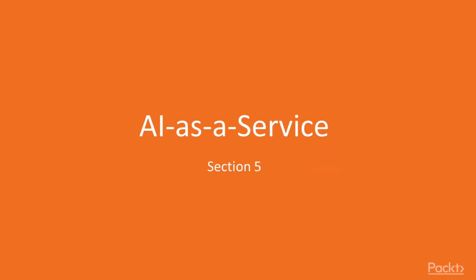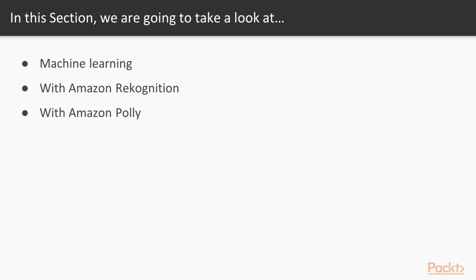Hello and welcome back to this last section where we'll talk about the AI services from AWS. First, we'll take a look at the machine learning service and see what it can be used for. We'll then check out an example of using Amazon Rekognition to turn pictures into words. We'll finish with turning those words into speech with Amazon Polly.